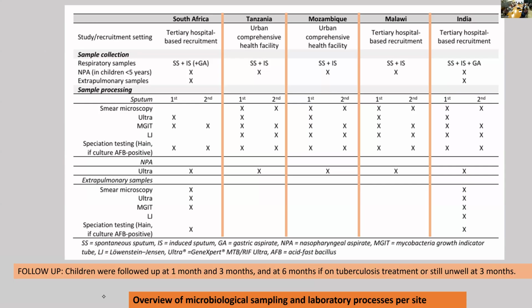And they took 2 samples. The first sample they split into 2. One half of the sample was sent for Ultra, the other half was sent for cultures. The entire second sample was sent only for cultures. And if the test was positive, they did the AFB staining as well as sent it for line probe assay.